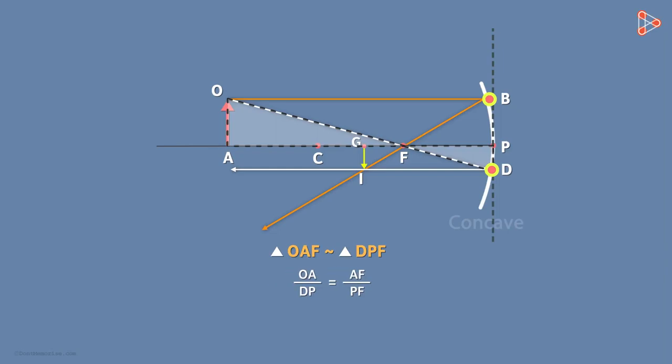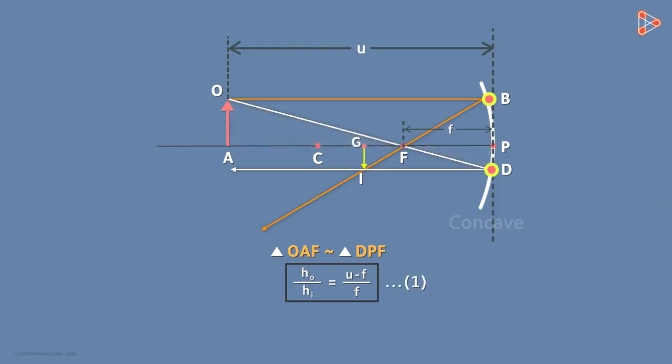Now, from this figure, can you tell me what AF and PF represent? PF is the focal length F, but what about AF? We know that AP is the object's distance from the mirror, which is U. But AP is equal to AF plus FP, and FP is the focal length F. So AF is nothing but U minus F. And what are OA and DP? They are the heights of the object and the image. Let's denote them with HO and HI. We're not done yet. This is not the formula that we're looking for. Let this be equation 1.